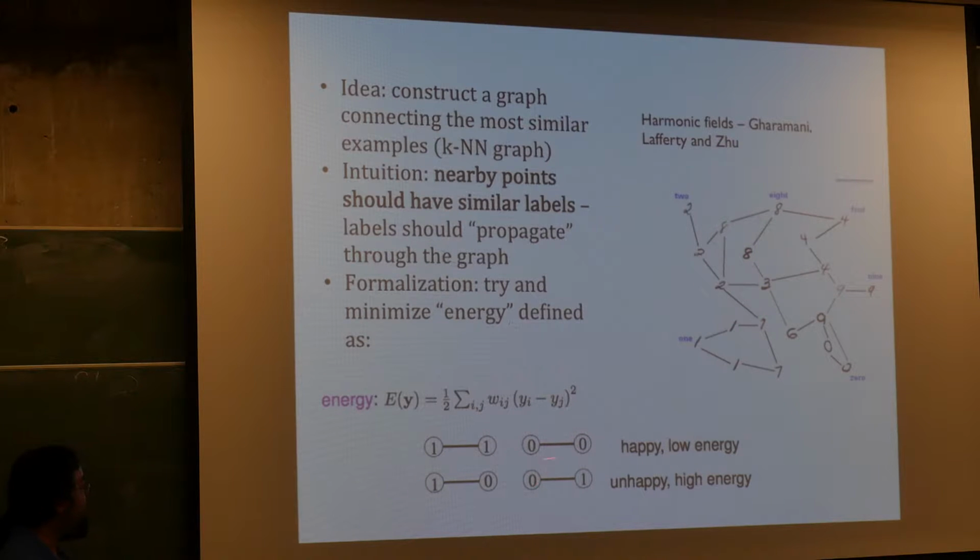If they were labeled 0 and 0, that'd be fine. If one was labeled 1 and the other one was labeled 0, that would be bad, so you get some penalty for that. We can just take that penalty and sum it up across all the edges, and we add an additional constraint that we have to match the seeds. And this gives us a loss.